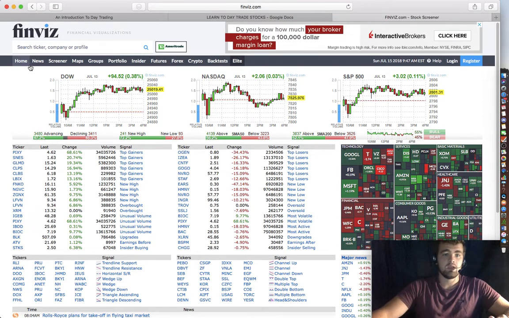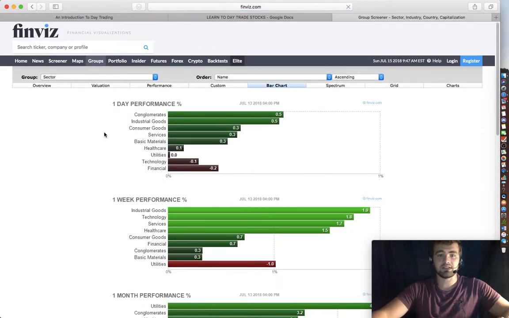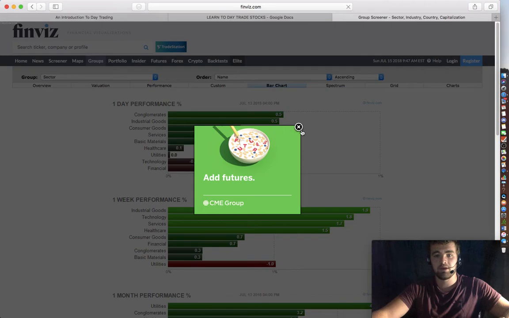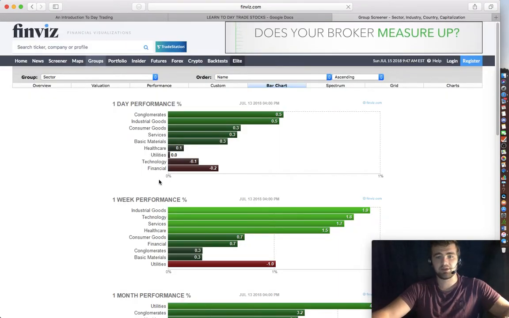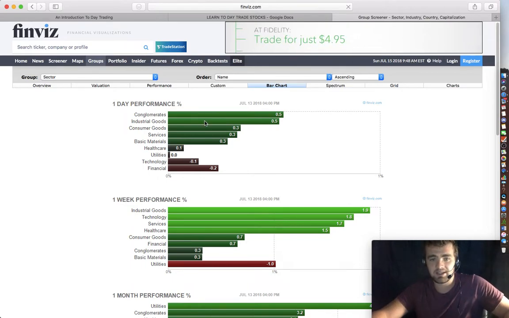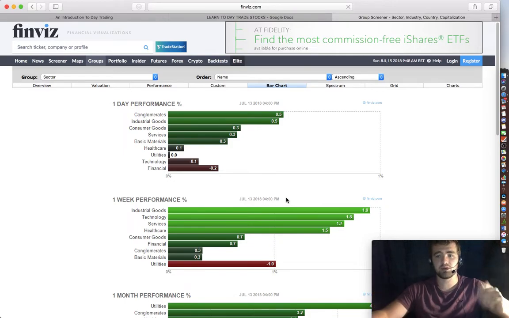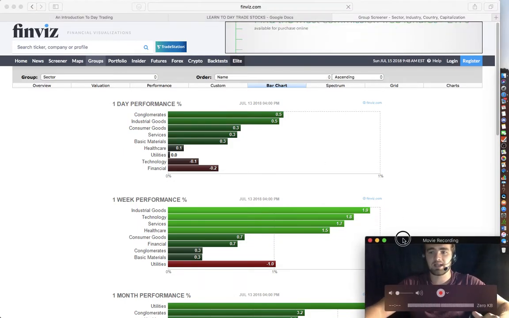All right, so up here we have the home page, news, screener, maps, groups. The first step you guys need to do for swing trades is go to groups. Groups is all the sectors. So we have consumer goods, basic materials, healthcare, financial, technology, utilities, industrial goods, all of those big groups that stocks are in.